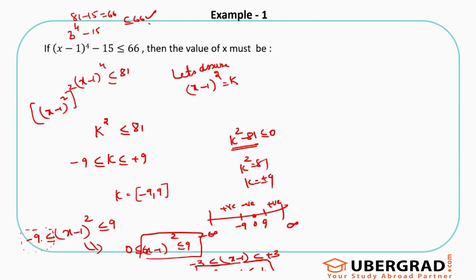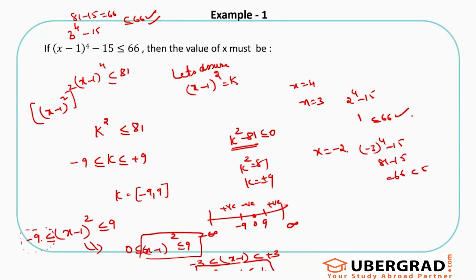So it's fine, right? If I have x equals 3, what do I get? 3 minus 1 is 2, power 4, minus 15. So that is 16 minus 15, which is 1, less than or equal to 66. Perfect. If I take x as minus 2, right, minus 2 minus 1 is minus 3, whole power 4, minus 15, that's again 81 minus 15 is 66, that is also fine.